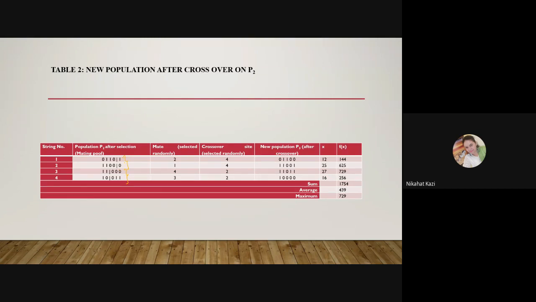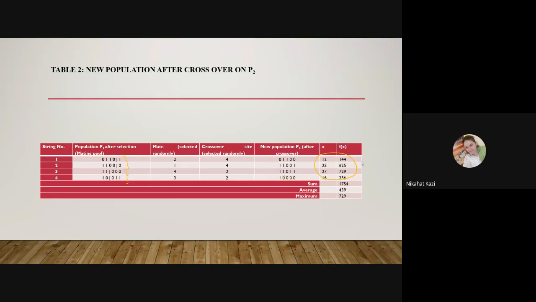So these are the strings, and these are the fitness values, x and f of x, right? Now you will see here, in this case it has improved the fitness. This is the population that you get after one generation. 27 is the highest fitness. The sum is just printed, the average is printed. That is not important, but the maximum fitness is important.